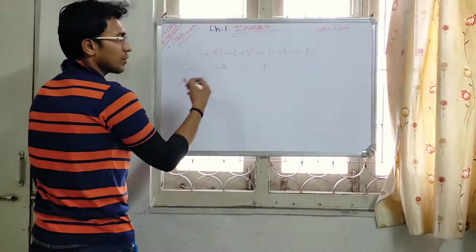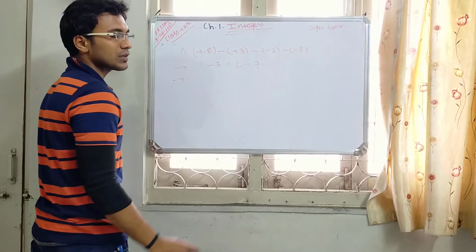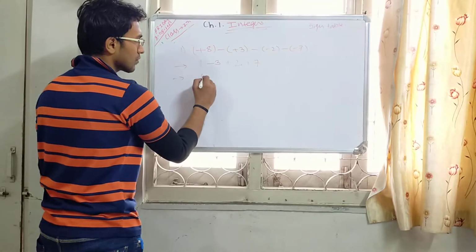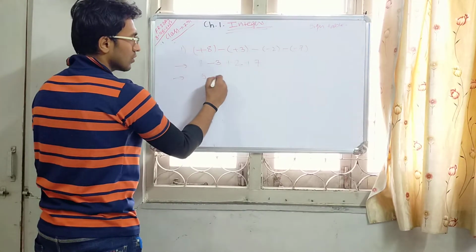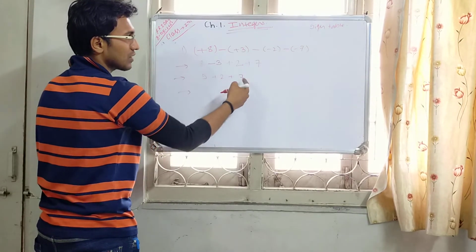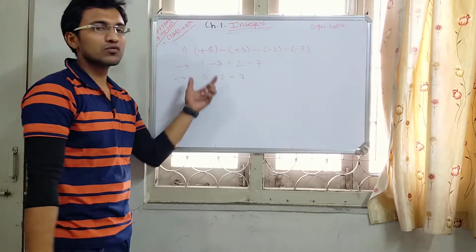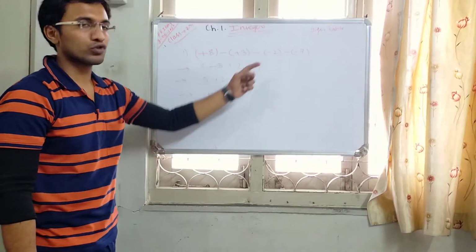Okay, so we will perform the operations now. We will take 8 minus 3. 8 minus 3 is 5, and 5 plus 2 is 7, and 7 plus 7 is 14. So I can simply write here 14. So this would be the answer to my question here.